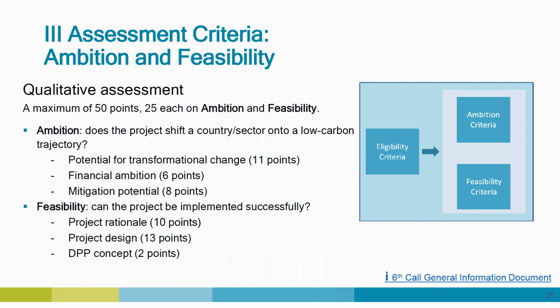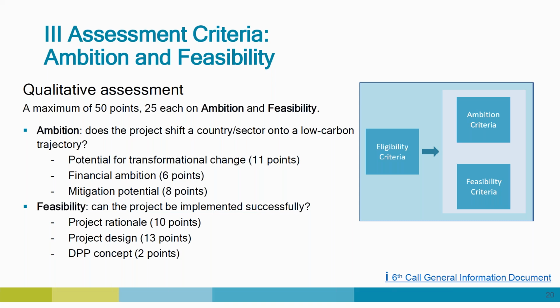The second step is a qualitative evaluation and scoring of the presented outlines. For this qualitative assessment, we apply two equally weighted assessment criteria, ambition and feasibility. Both criteria are scored with a maximum of 25 points, and both are composed of a number of sub-criteria. Ambition is composed of the following sub-criteria: the potential for transformational change, the financial ambition, and the mitigation potential. Feasibility is composed of project rationale, project design, and the concept for the detailed preparation phase.